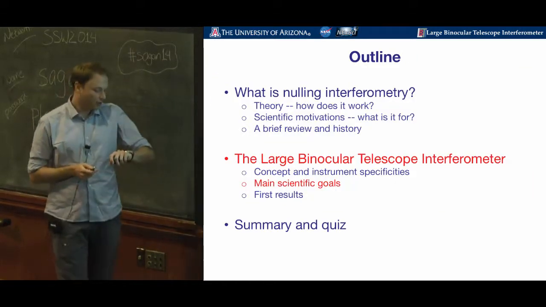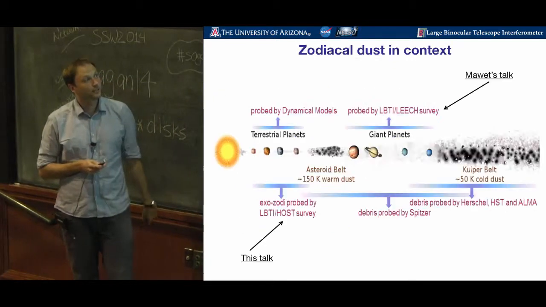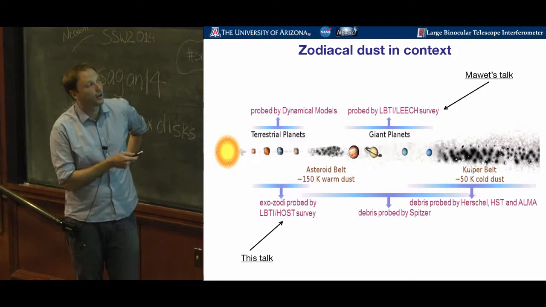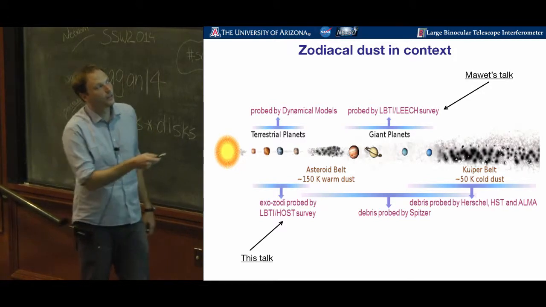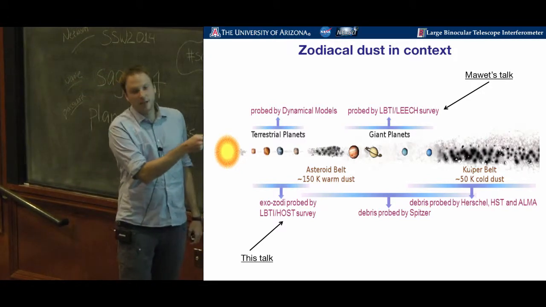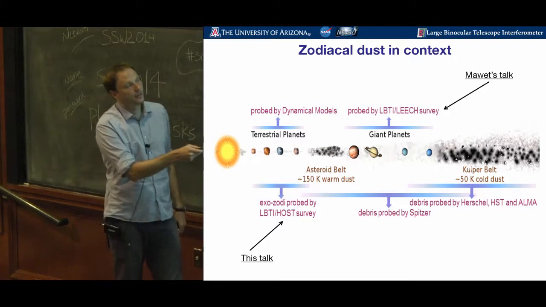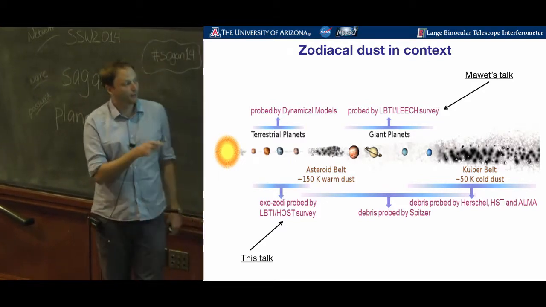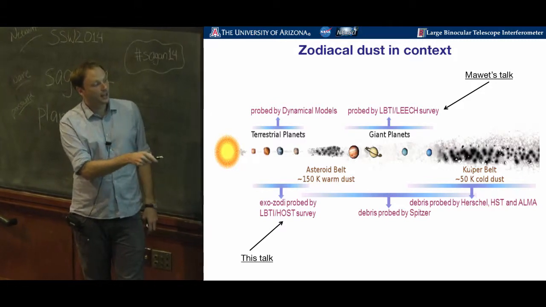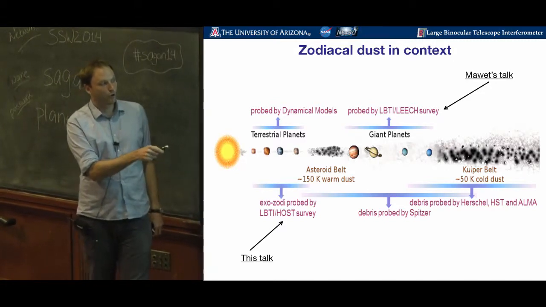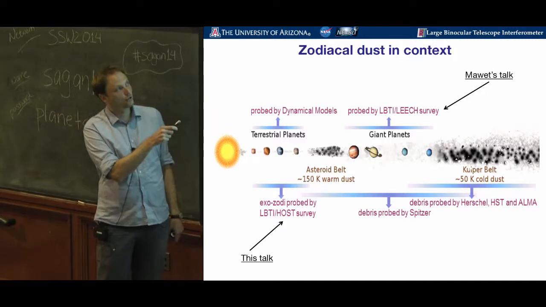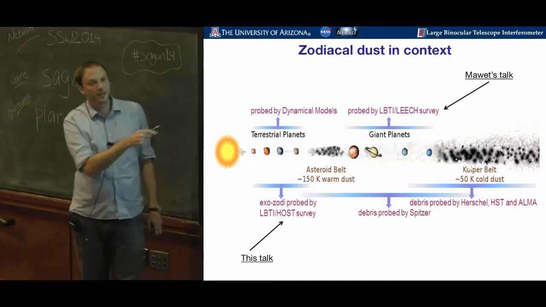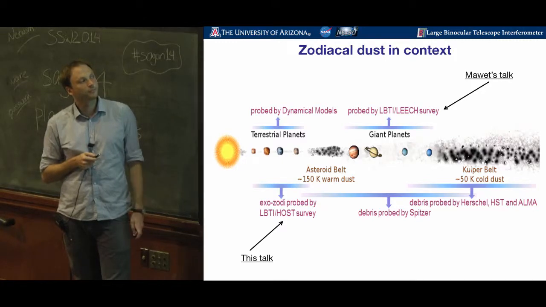The main science goal of the LBTI. So this is the solar system in context. As I said, we have 2 surveys going on. We have a survey to detect giant planets in the outer planetary systems. The survey is called LEACH. I won't talk about that. I will focus on debris disks, and the survey is called HOST. The goal is to measure the amount of dust in the inner planetary systems.